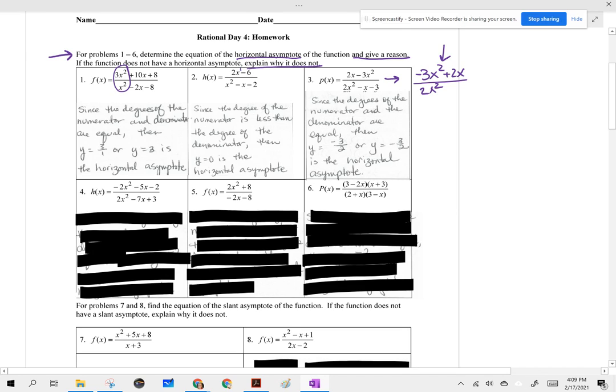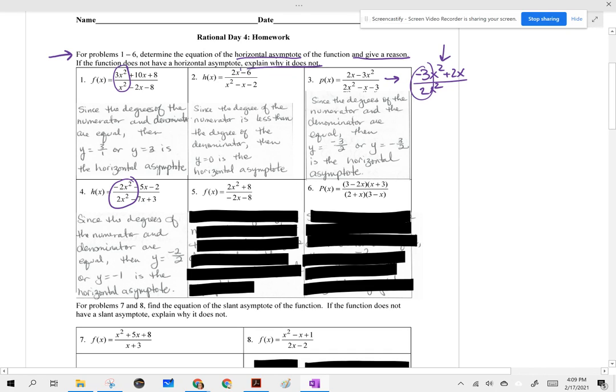Notice on number 3, we need to rewrite this in proper standard form, and then we can compare them. And so now that it is rewritten, we should recognize that since they're the same, then the equation is the ratio of those leading coefficients. So since the degrees of the numerator and denominator are equal, then y equals negative 3 over 2. All right, let's take a look at number 4. They are equal. So since they're equal, then it's the ratio, which gives you y equals negative 1.